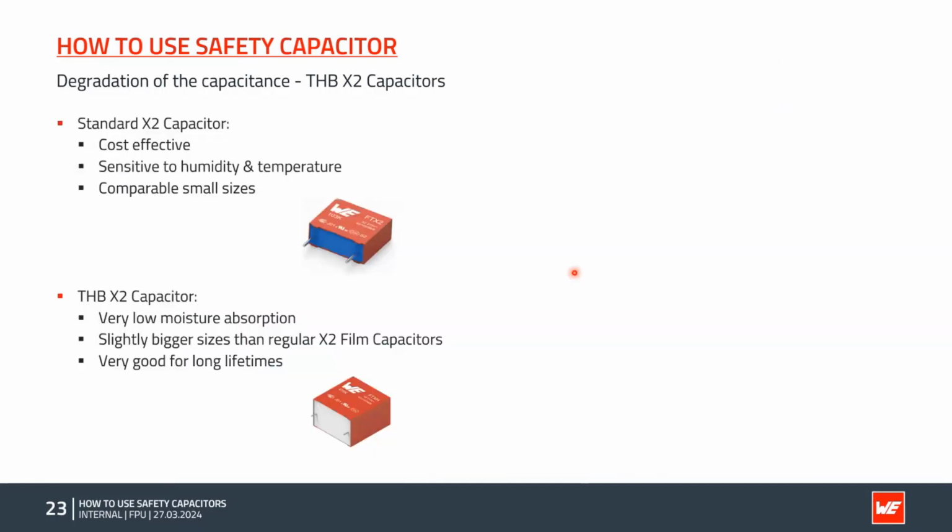When we compare the standard X2 capacitor to the THB capacitor, they have low moisture absorption, and what I said also, they have good lifetime. It means that you have not that high capacitance drop, but they are, because of construction, bigger than the regular X2 capacitors.